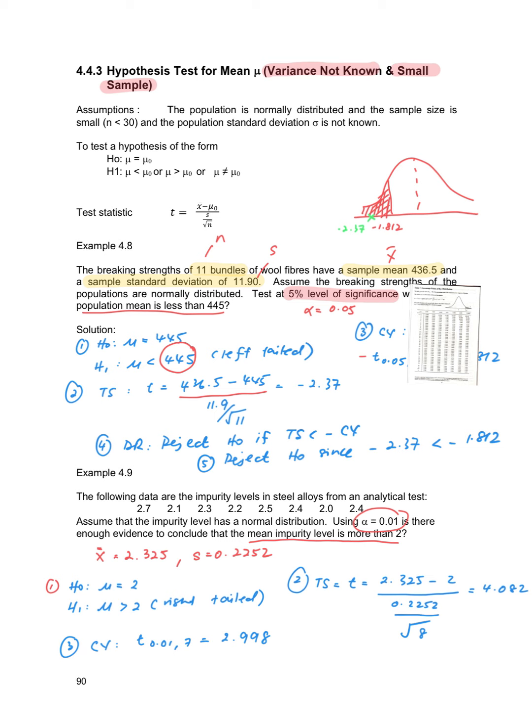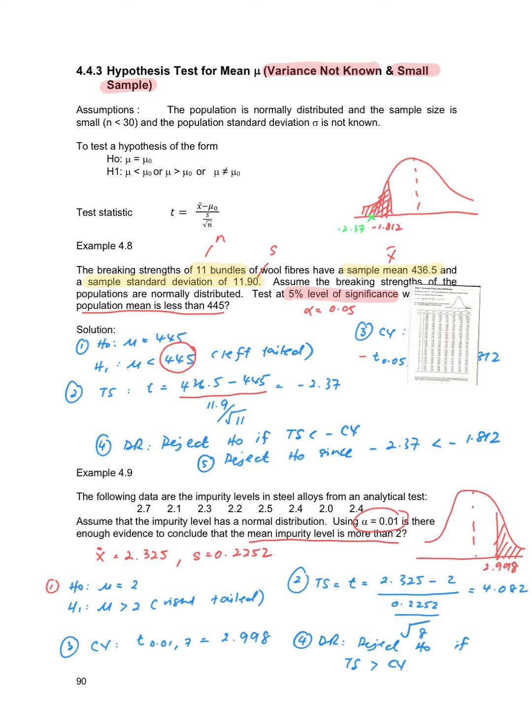Now we want to write the decision rule. So how to write the decision rule? We reject H0 if test statistic greater than critical value, because if we draw the rejection region, we want to look at the right side. So this is the rejection region. The critical value is 2.998. Okay, so we will reject H0 if test statistic greater than 2.998.